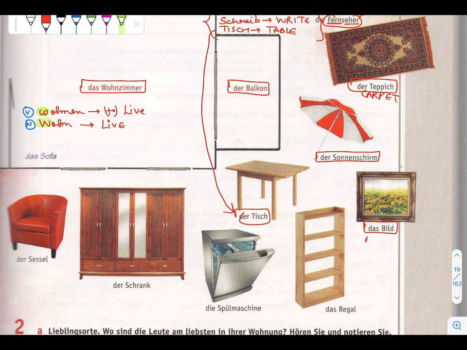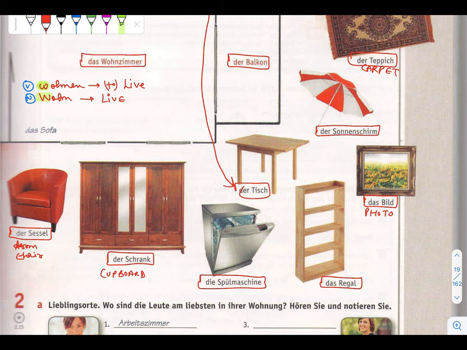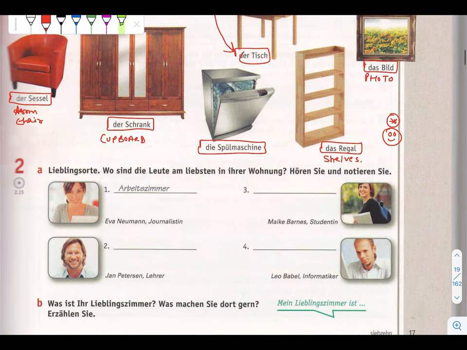Das Bild, photo. Der Sessel, armchair. Der Schrank, cupboard. Die Spülmaschine, dishwasher. Das Regal means shelves. So all these vocabulary words are very important. Frage Nummer 2: Lieblingsort. Lieblings means favorite, Ort means place.